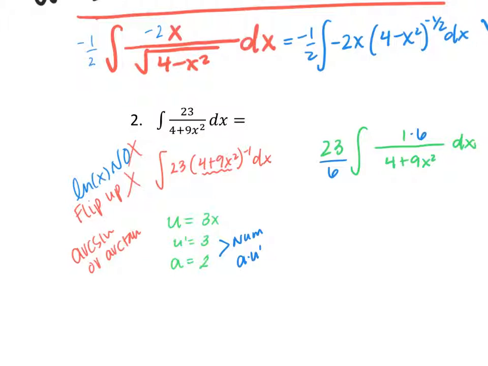But for some reason, that just confuses me. So it's always easier for me to pull the constant multiple out and then do my adjustment. Because I don't have to worry about which fraction I need to do, which one should be in the numerator or the denominator. I just say, okay, multiply by 6 inside, divide by 6 outside. And now the 23 over 6 just comes down out in front. And we said it was an arc tangent of u over a, so 3x over 2 plus c.